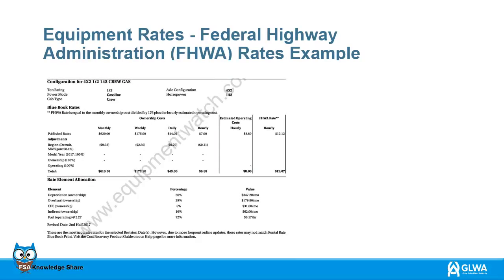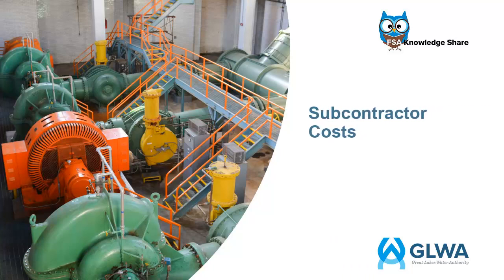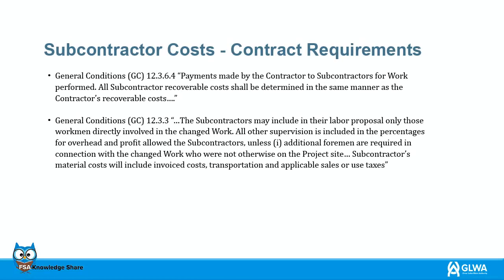The example shows the equipment rates for Federal Highway Administration. Our contract stipulates that the subcontractor shall provide the same level of cost proposal detail as is required for the prime contractor. The administration of a CCD can be found in Article 12 of GLWA's construction contract. The following slides will refer to specific sections of the contract which pertain to subcontractor costs contract requirements.